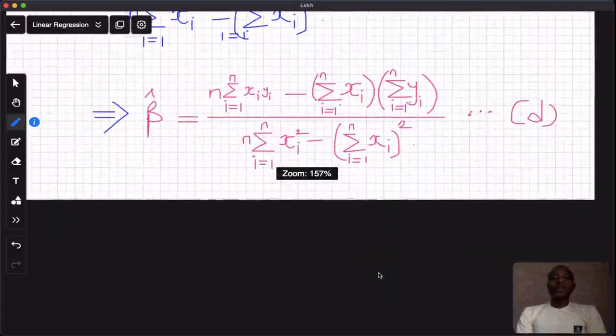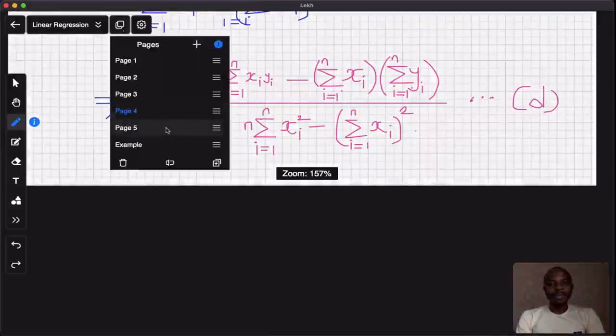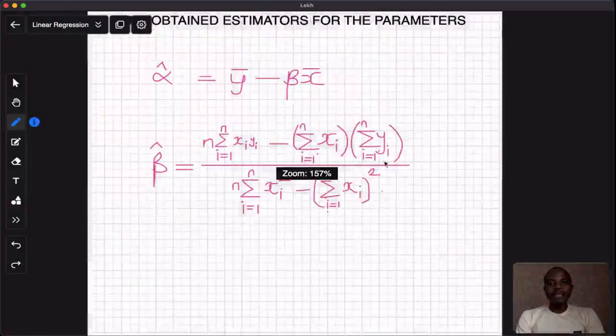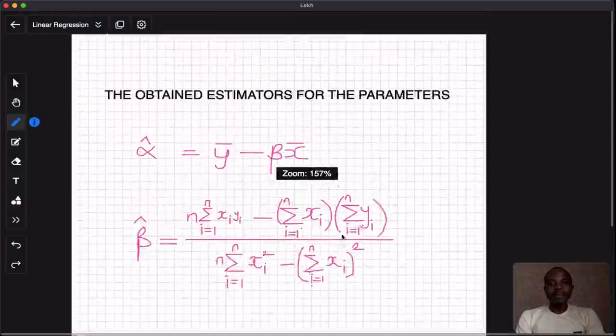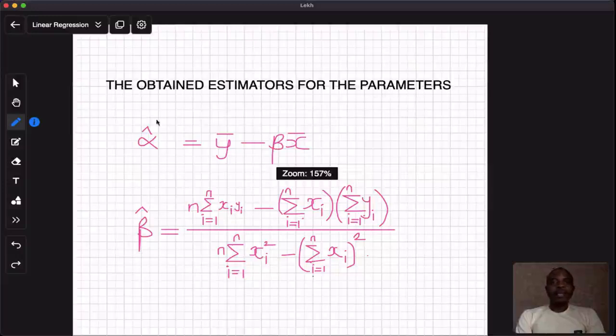Now, that's going to be it. So what we have on the board may look like a gigantic formula, but it's not anything difficult. Now, let's go on and see what we have. What we have is this. All right. Sorry about the Zoom stuff, the software error actually. We have obtained estimators for the parameters. So the parameter alpha has its own to be this way, and that of beta is this way.